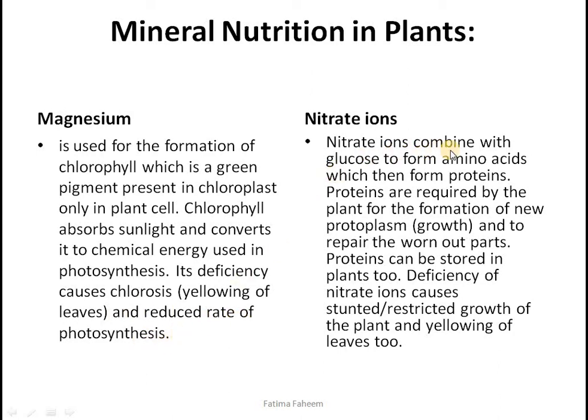Nitrate ions, on the other hand, combine with glucose, which is formed during photosynthesis, to form amino acids. These amino acids are the building blocks for proteins. Proteins are required by the plant for the formation of newer cells or newer protoplasm during their growth, and they also need protein for repair of the worn out parts. Proteins can be stored in plants too. Deficiency of nitrate ions causes stunted or restricted growth of the plants and also causes yellowing of the leaves.